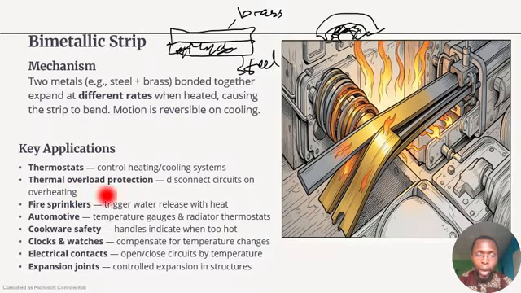Then we can also apply it in thermal overload protection. This bimetallic strip will also work there. It works in fire sprinklers too. The same way it operates in a thermostat, that's how it works in every other one here. In automotive, it works in cookware safety, clocks and watches, electrical contacts, expansion joints. These are the areas where we can see these bimetallic strips in play.